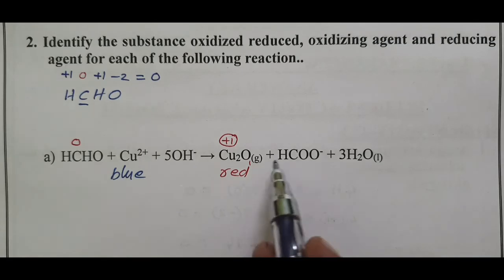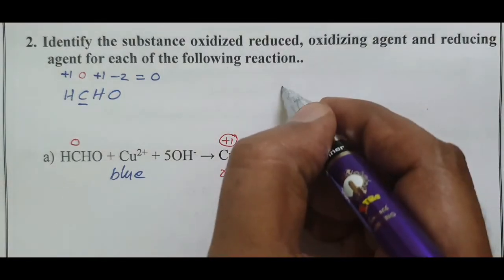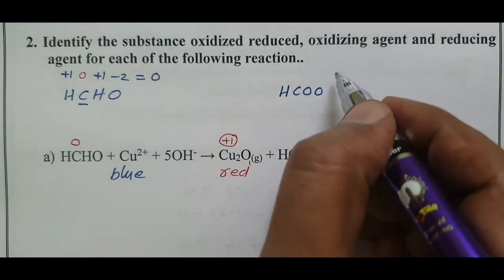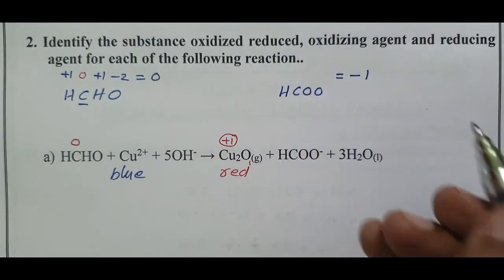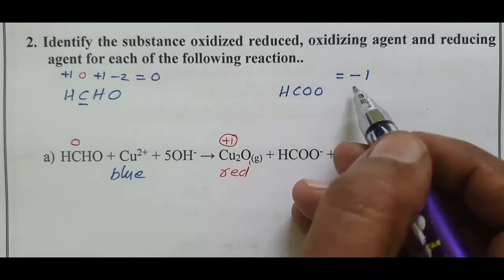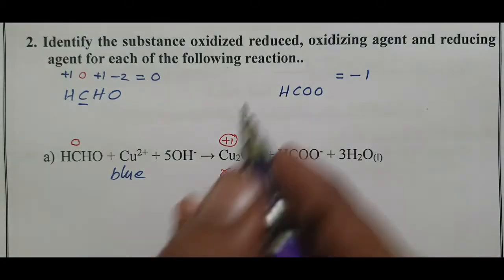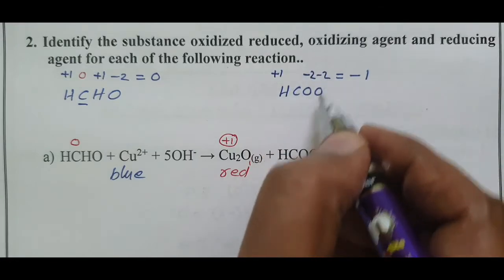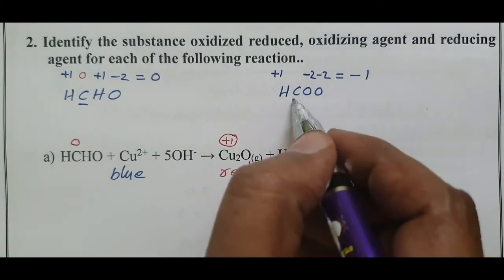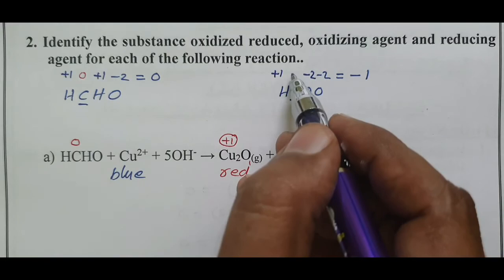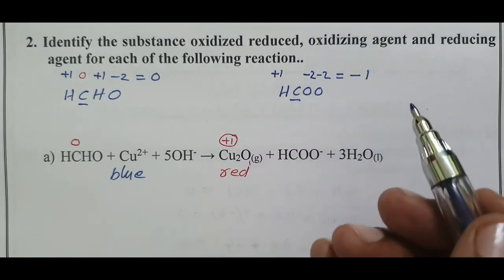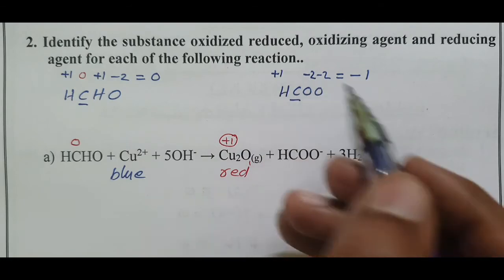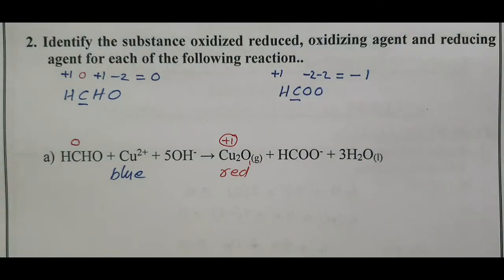Come to the formate ion. It is an ion, HCOO minus. Minus 1 is here. Now bring minus 1, as the sum of the oxidation states of the elements must be equal to minus 1 here. Hydrogen oxidation state plus 1. 1 oxygen minus 2, 2 oxygen minus 4. So now what is the oxidation state of carbon? By putting which number here and by adding all these, we will get minus 1. Minus 4 plus 1 equals minus 3.